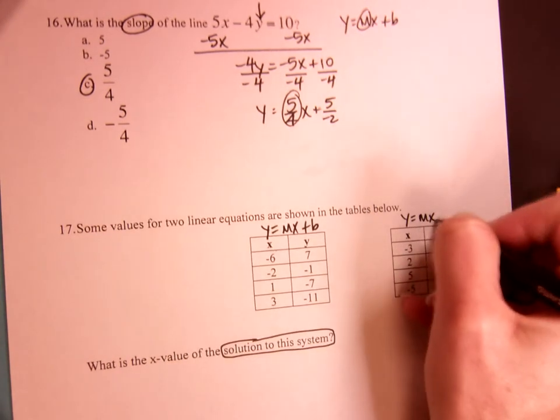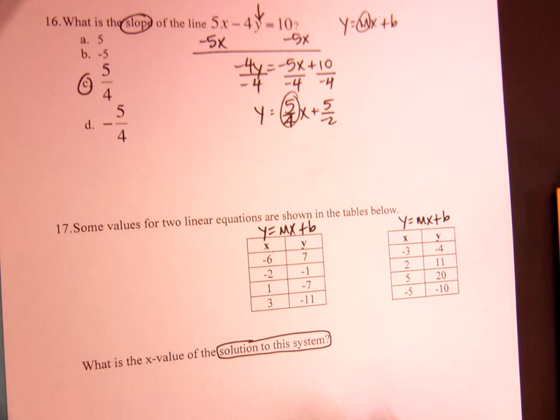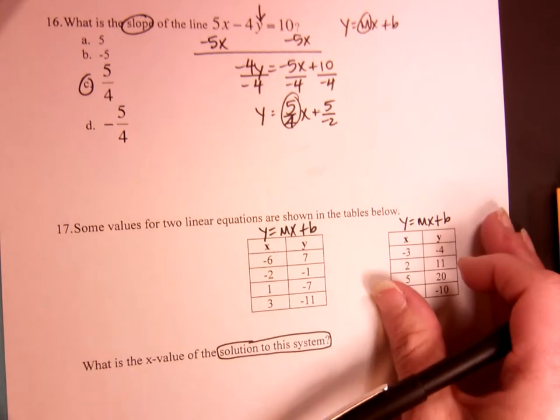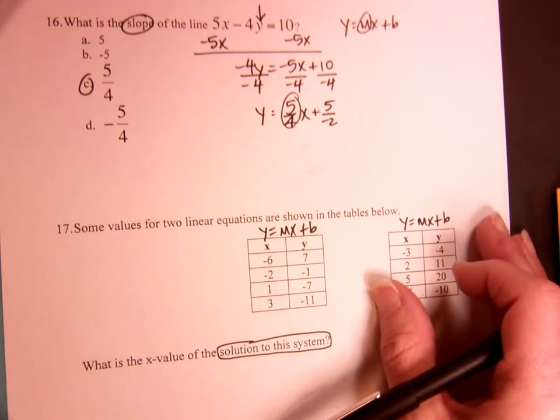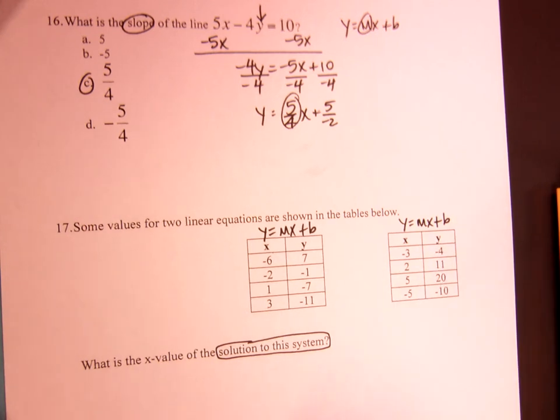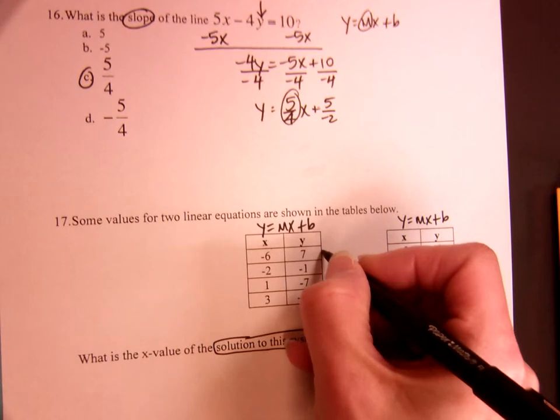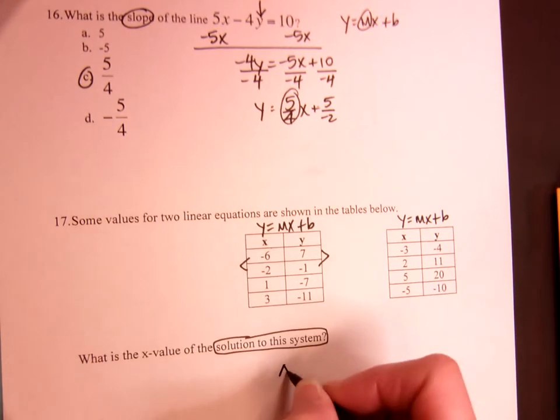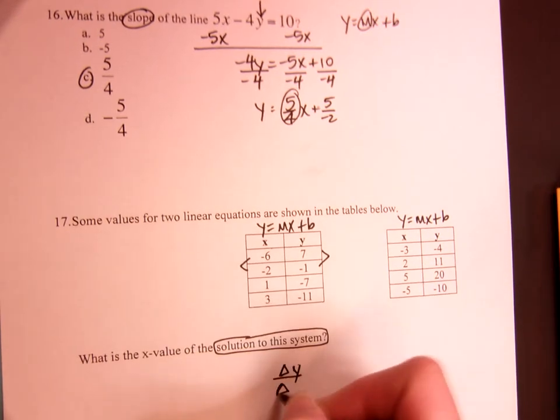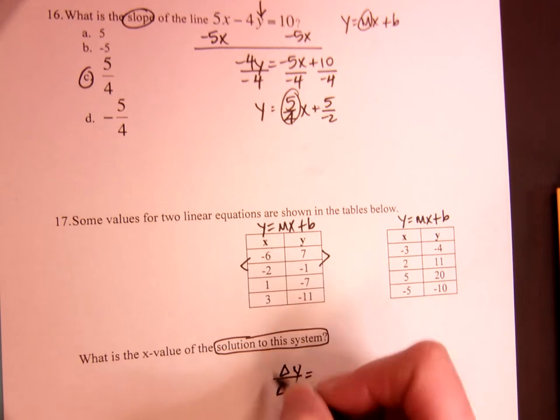Now there's 2 methods that I'm going to show you. I'll show you one method on this table and the other method on this table, but you could do one method on both of them if you want to. Okay? One method is to do the wings. That would be the change in y over the change in x to figure out what your slope is.